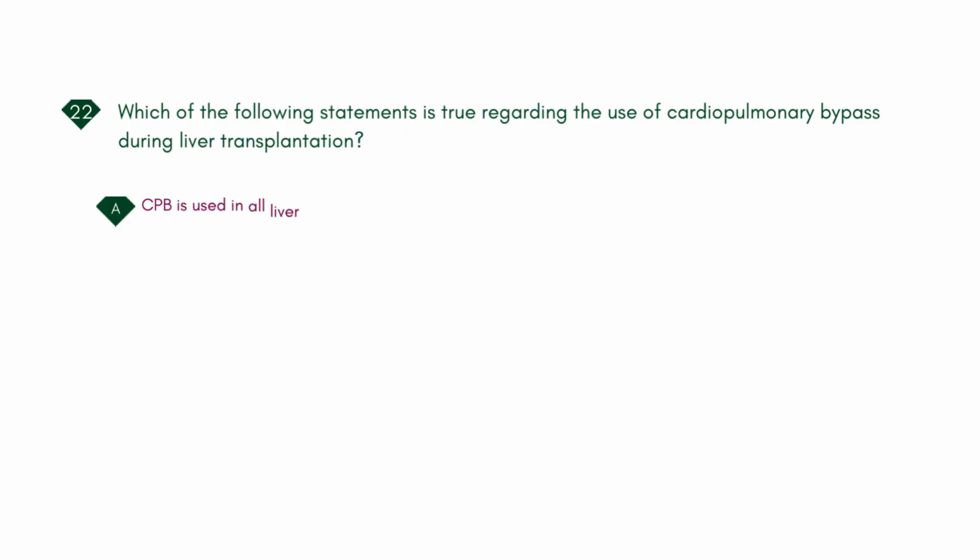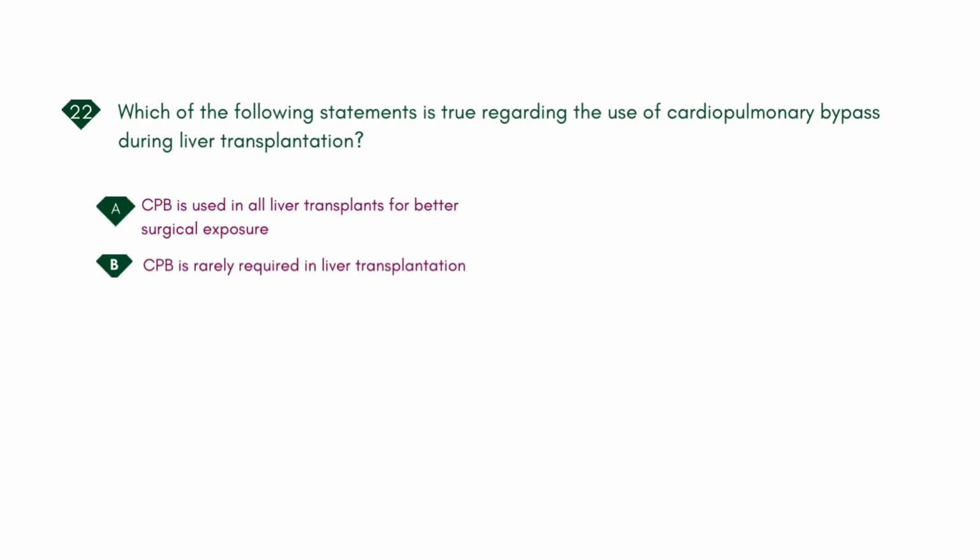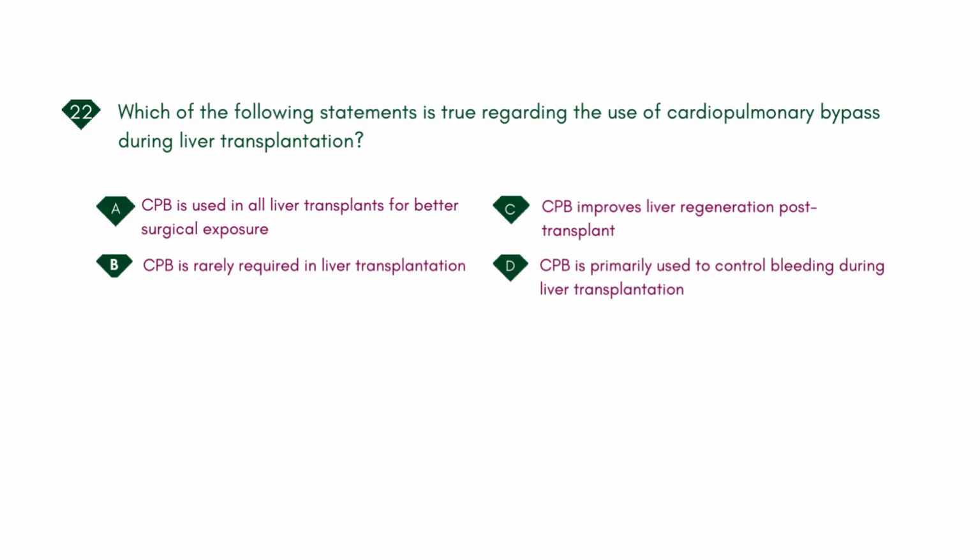Which of the following statements is true regarding the use of cardiopulmonary bypass during liver transplantation? A. CPB is used in all liver transplants for better surgical exposure. B. CPB is rarely required in liver transplantation. C. CPB improves liver regeneration post-transplant. D. CPB is primarily used to control bleeding during liver transplantation. Answer: B. CPB is rarely required in liver transplantation.